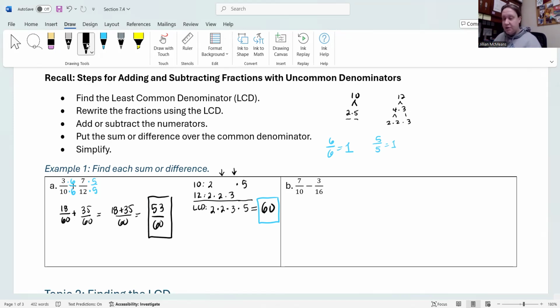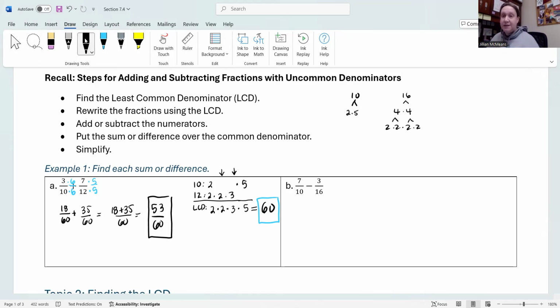Okay. Let's do the same thing, but this time for 7/10 minus 3/16. Let me erase a few things here. We're going to do our factor trees up here again. Luckily, one of my denominators is 10, and I already have a factor tree for 10. So my prime factorization for 10 is 2 times 5. Now 16, I know I can write it as 4 times 4, but the 4s are not prime, and we always want to get to where we have all prime factors. So 4 is 2 times 2, and 4 is again 2 times 2.